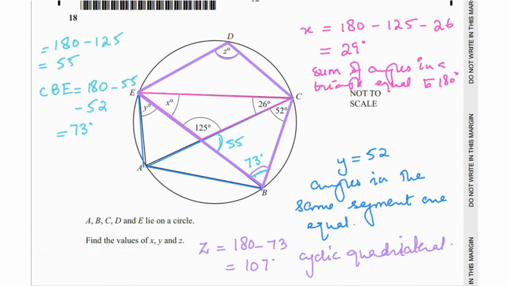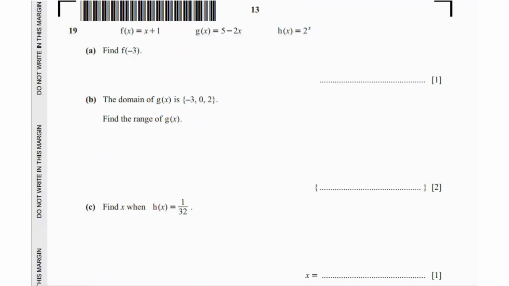Then question 19 says, we have three functions f, g, and h. Find f of negative 3. So for f of negative 3, we just substitute negative 3 in the function instead of x, and we get a value of negative 2.